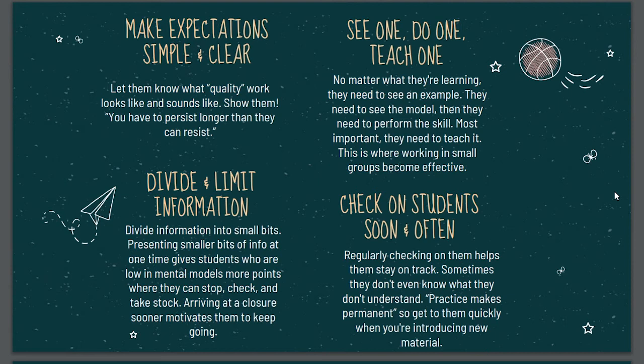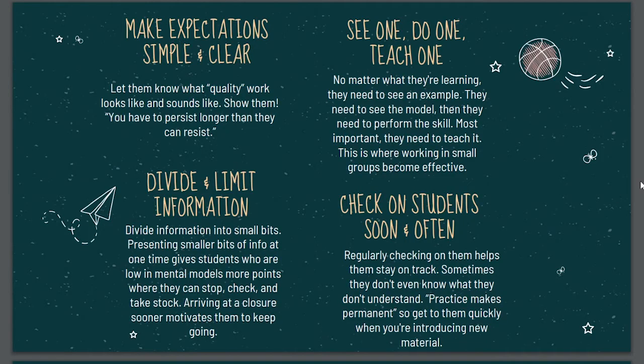So one thing they do is they need to see the model, they need to perform the skill, and then they need to have the opportunity to teach it to somebody else. And those three things together are very helpful for students in being able to model and figure out what success looks like.